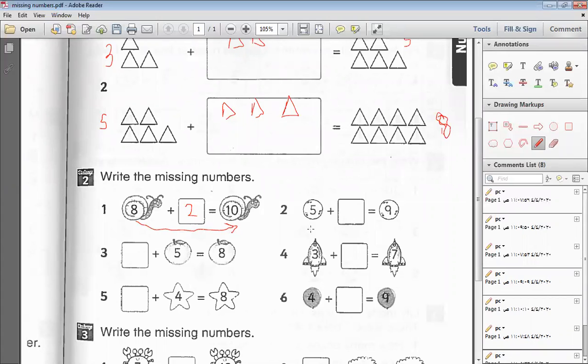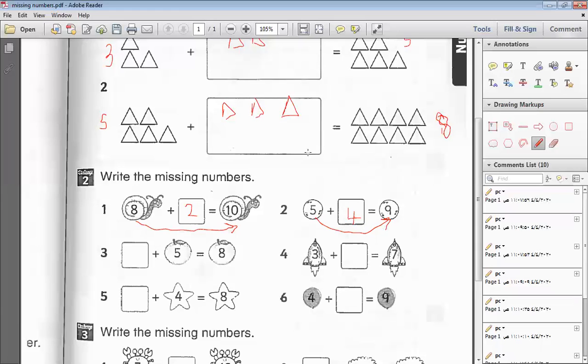Okay, here, this is a missing number because he is already giving me the total. I will start counting from smaller to the bigger with my fingers. After the 5, 6, 7, 8, and 9. How many fingers did I open? 4. So it will be 5 plus 4.